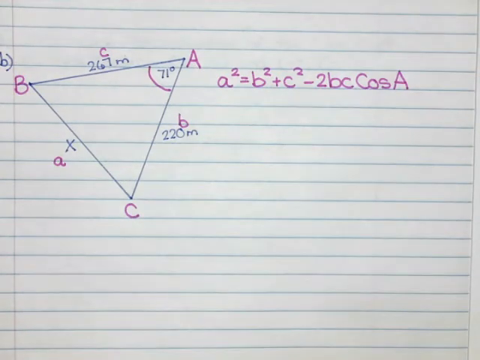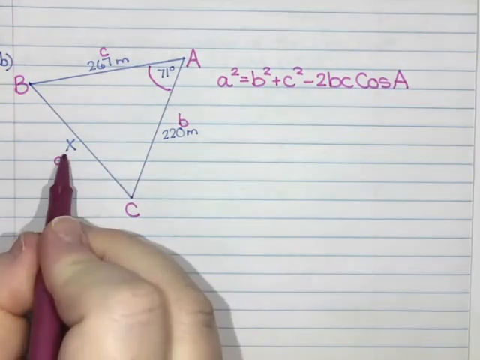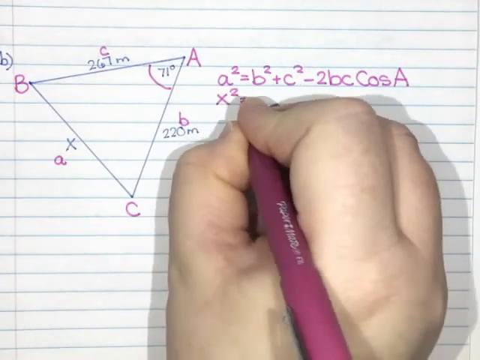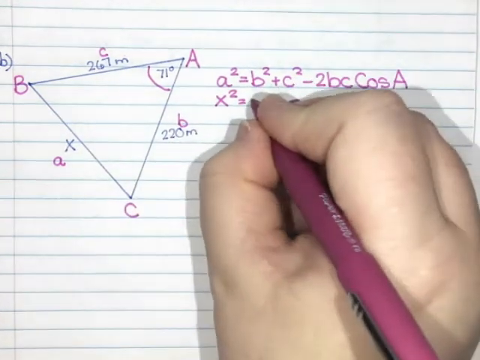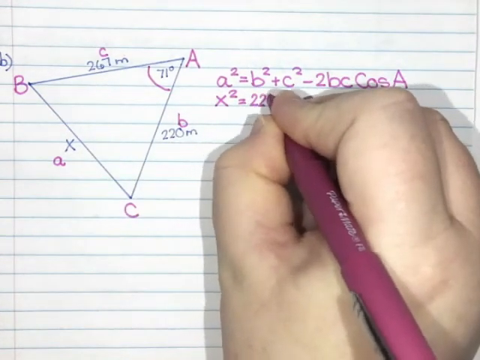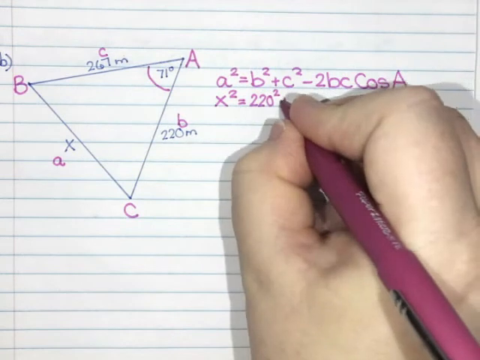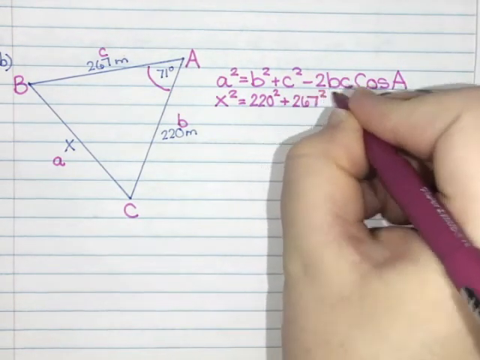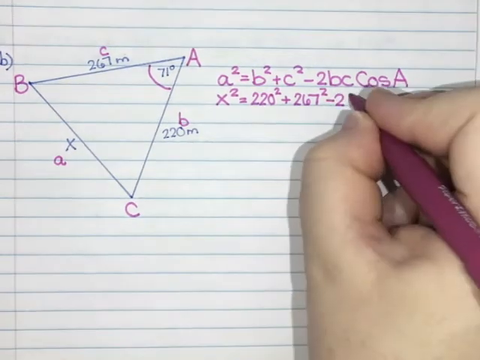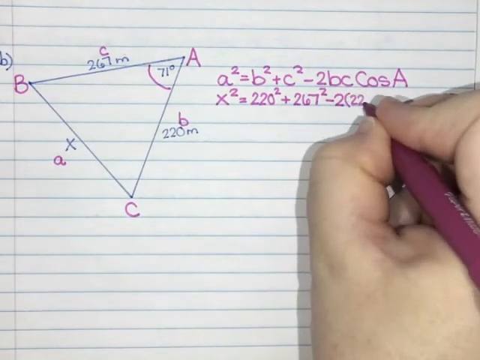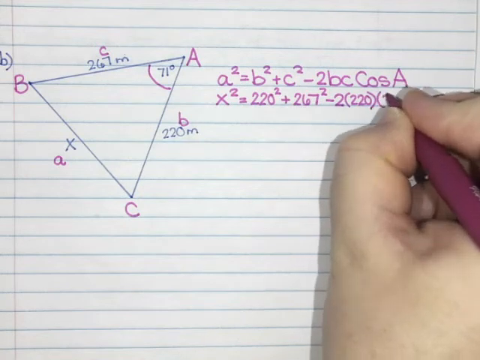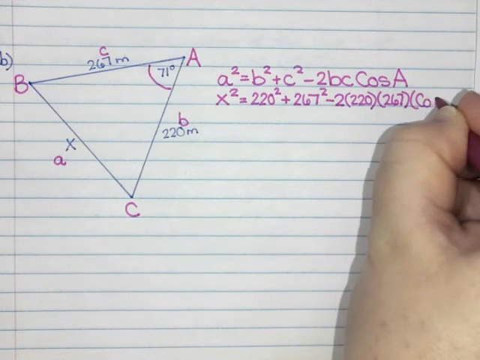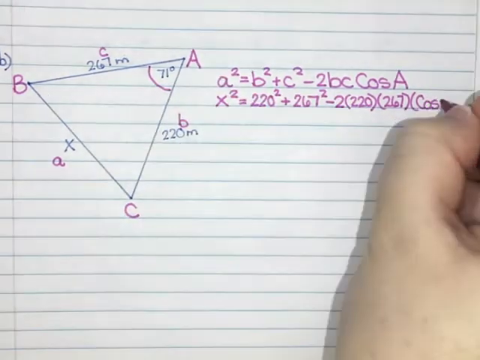Okay, we're just going to substitute in everything we know. I have x for side a, so I have x squared equals b is 220, so 220 squared plus c is 267 squared minus 2 times b, so times 220, times c, so times 267, and then times cosine of 71.